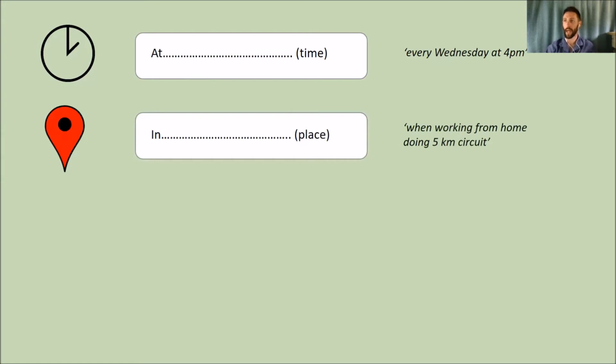Also, considering where you'll do something can increase your engagement. One study found this increased attendance at clinical appointments by 23%. So quite a large impact, really, from something that's so small.